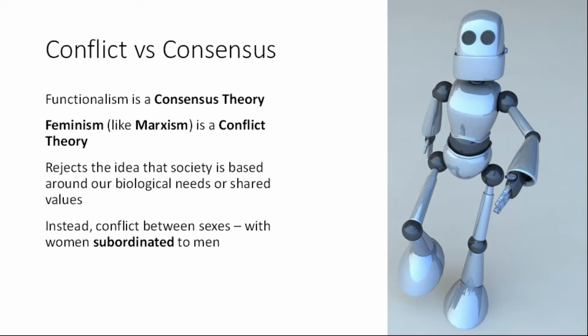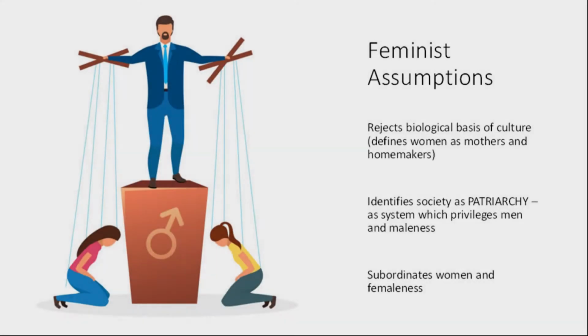Feminism rejects the functionalist idea that society is based around our biological needs, and also that it's based around shared values. Instead, feminism focuses on conflict between the sexes in society. In particular, the idea that women are subordinated, made second-class citizens, compared to men. Feminism identifies society as a patriarchy. Patriarchy is a system that privileges men, gives them all sorts of advantages, and it subordinates women and femaleness generally, making anything feminine out to be inferior.